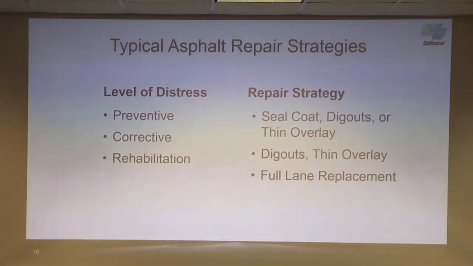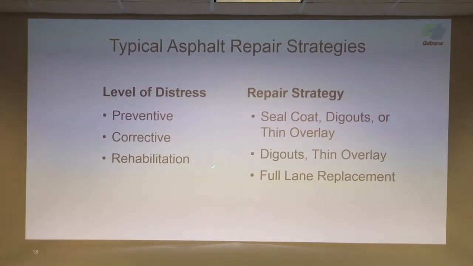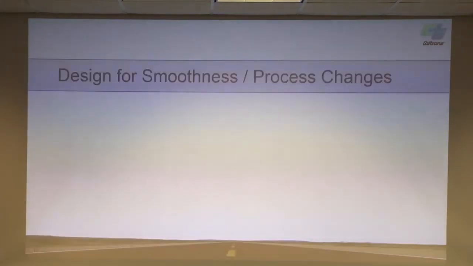So typical repair strategies for preventative, we would be doing seal coats, dig outs, or thin overlays. For corrective strategies, we'd be doing dig outs and thin overlays. And then for rehabs, we could be doing full lane replacements. So the design for smoothness is a process change. It's a process change for the designers, and there's a process change for you guys with these new specs, and that's what we'll be getting into today.